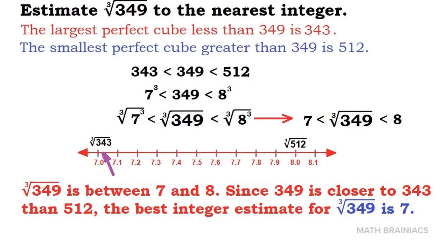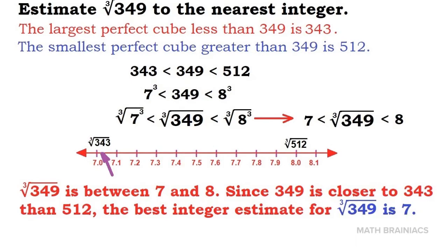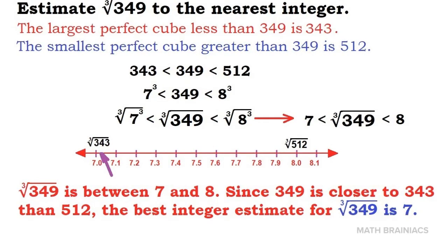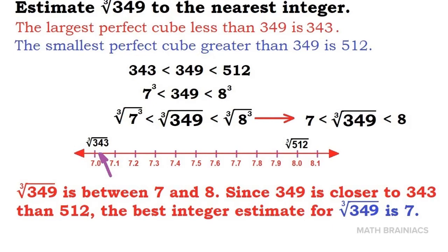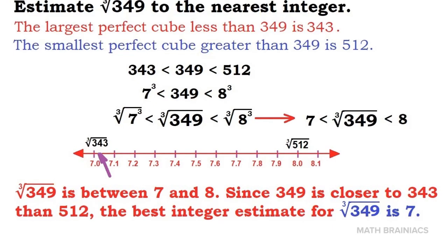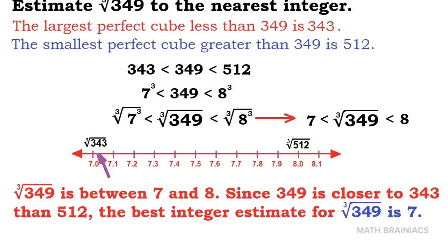Our steps will always be the same if we are going to estimate the cube root of a number to the nearest integer. We're going to find the largest perfect cube less than that number and the smallest perfect cube greater than that number. Then, we are going to write the inequality. We can also plot the cube root of each number on the number line. Then, locate the number where it is closer so that we can find out the best integer estimate.